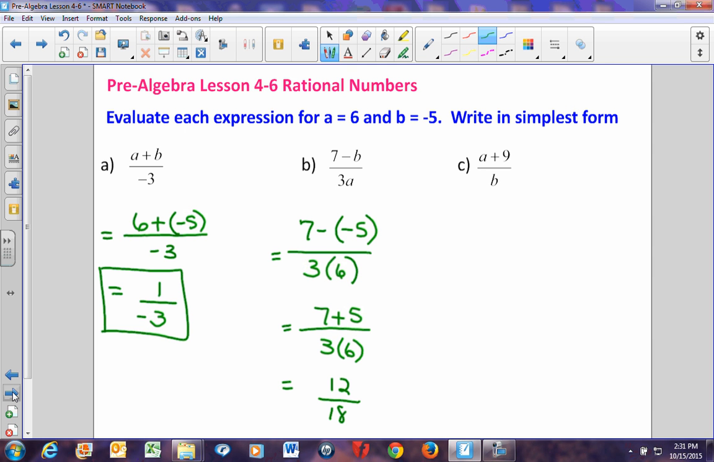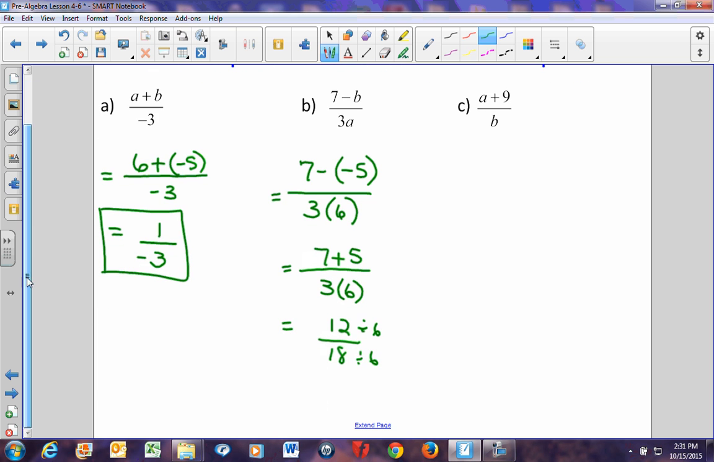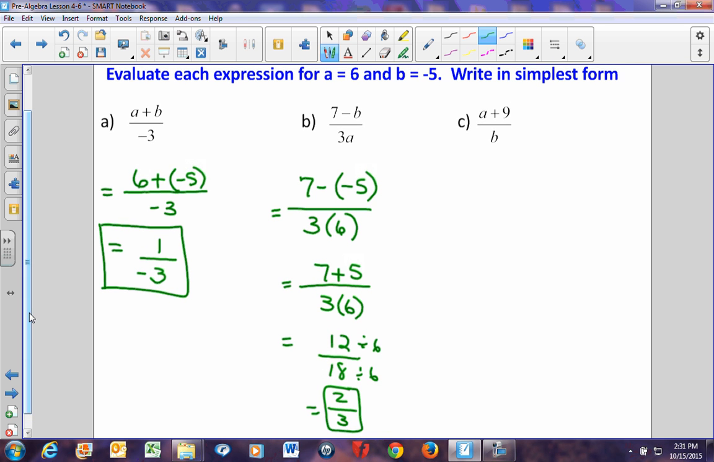And we can reduce that fraction. If I divide by 6, I divide by 6. 6 goes into 12 twice. 6 goes into 18 3 times. So my final answer is 2/3. In our last problem here, a plus 9, so that's going to be 6 plus 9, all divided by b, which is negative 5. 6 plus 9 is 15. So I have 15 divided by negative 5, and 15 divided by negative 5 is negative 3.